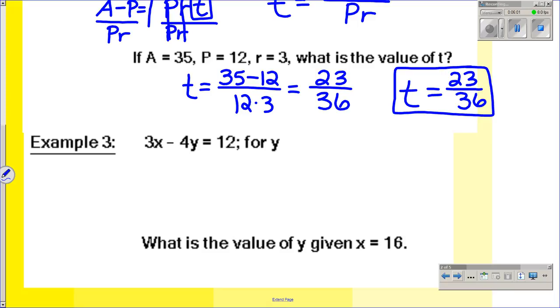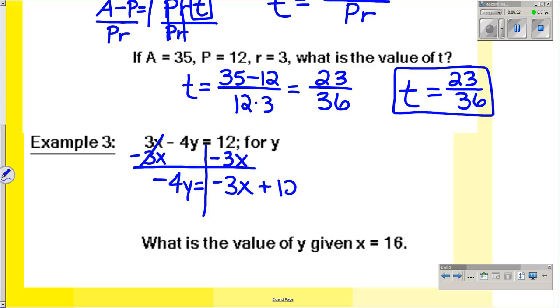So in order to get the y by itself, we would want to start by moving the term that contains the variable x. And since it's a positive 3x, we're going to subtract 3x on both sides. And 3x minus 3x equals 0. We still have our negative 4y on the left equals, in mathematics, standard form is to put the term that has the variable first. So we would put the negative 3x first, and then our constant, so the plus 12.